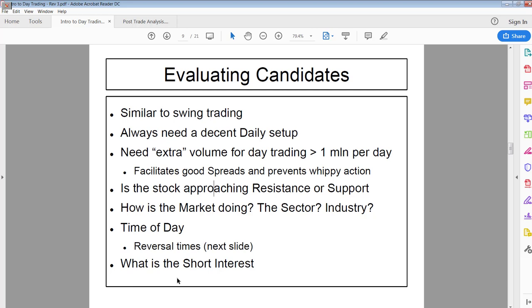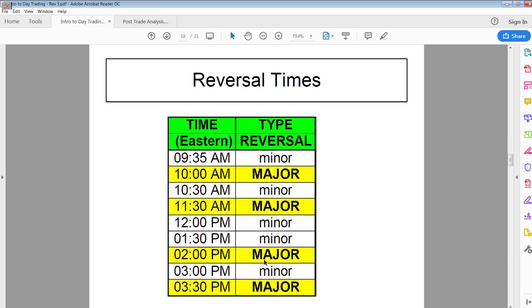Just plain and simple. You need extra volume, primarily so you can get in and out, and it keeps the spreads from getting too wide, and tends to prevent whippy action. Now you're going to get some spreadiness and whippiness with earnings stocks, but we're not talking 40, 50, and 60 cent spreads that stay there all day. You want to know if we are approaching or near a support or resistance level. You can judge how it's doing when they get there. How's the market doing? How's the sector doing? How's your industry? Okay, did we already cover that?